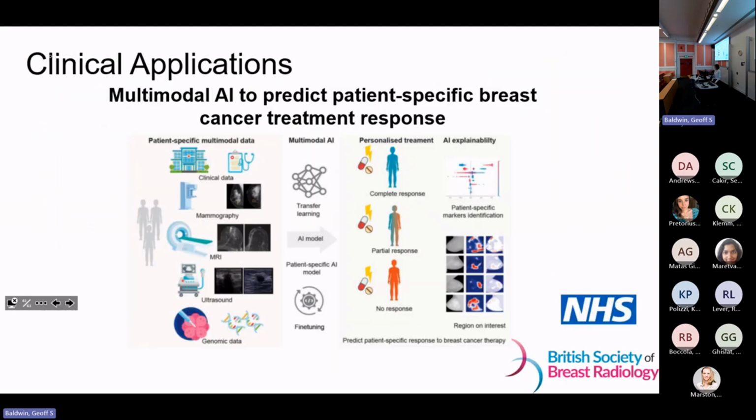And we're also involved in a few clinical applications. This is in collaboration, as part of a grant, with the British Society of Breast Radiology and the NHS, specifically the Gateshead Foundation Trust, and they had lots of data across different modalities, but they also know what response patients had.